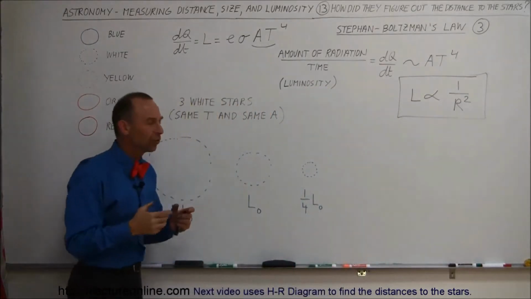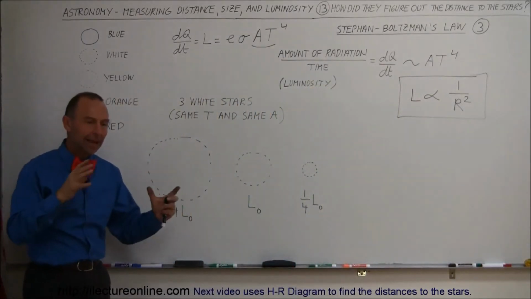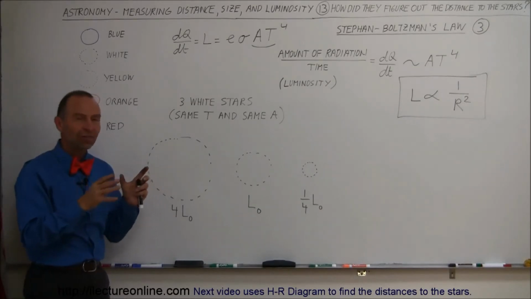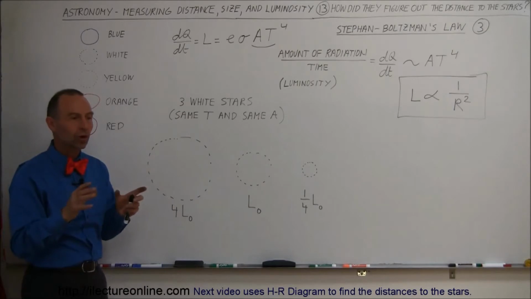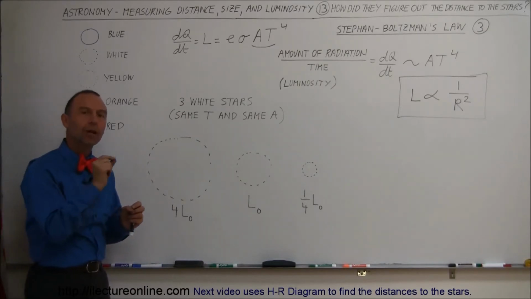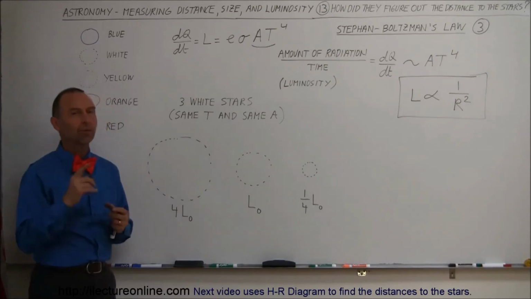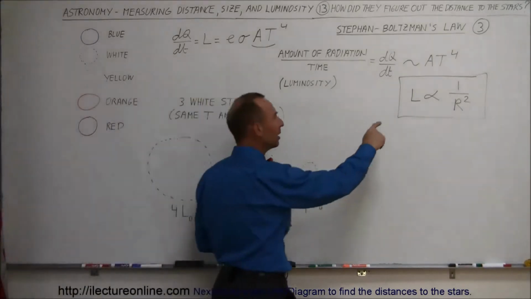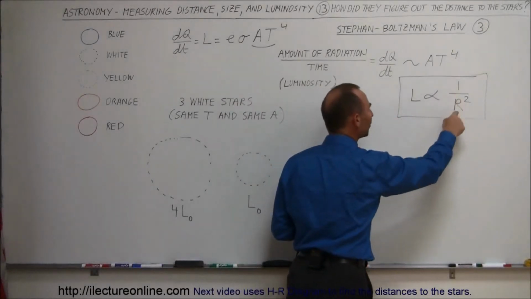And in the last video we saw how, if we know the temperature difference by looking at the color, we will know the size relationship between 2 stars. We can do that by measuring their luminosities, by how bright they appear. But there's one more problem, because we also realize that the luminosity is proportional to 1 over the distance squared.